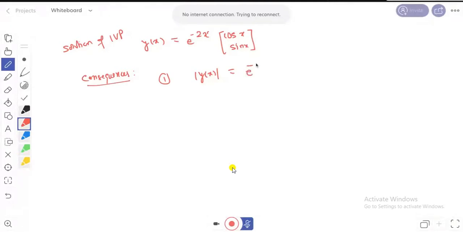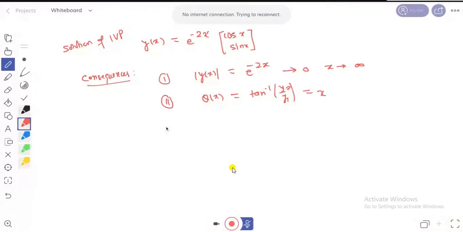This is e to the power minus 2x, and that tends to 0 when x tends to infinity. Okay, and what about second? What is the angle? So this is the tan inverse y2 by y1. So this equals to y2 by y1 tan inverse. So this becomes tan x. So this becomes simply x.